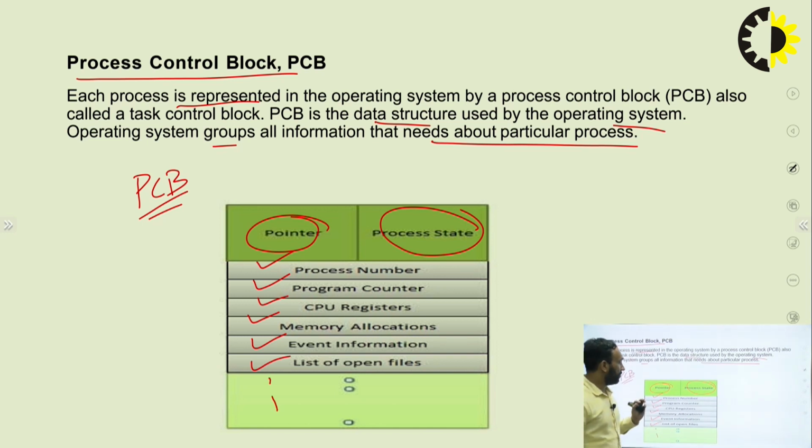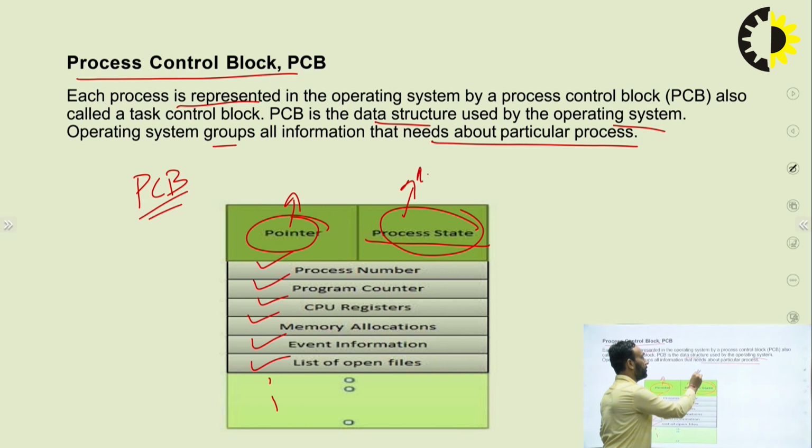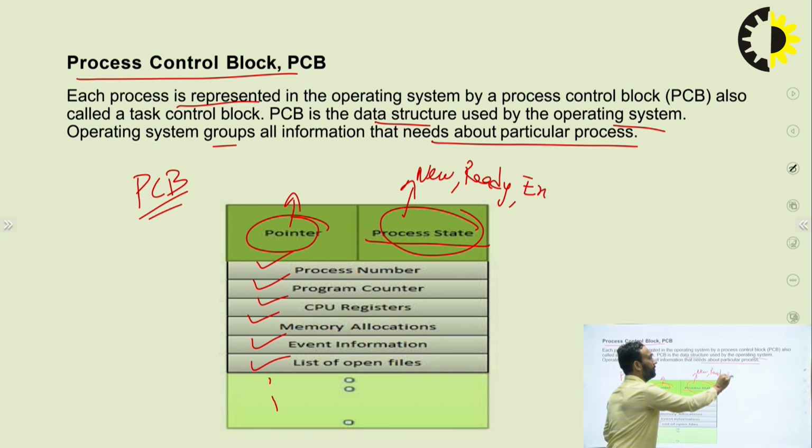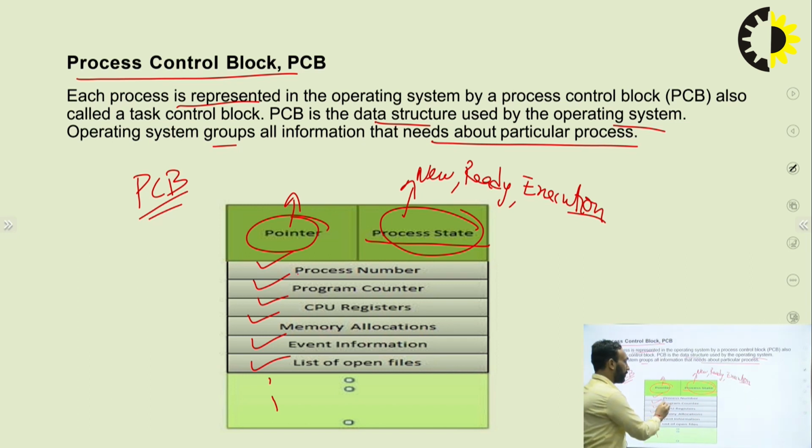So, if we talk about the pointer, the pointer keeps the information about the next process to be executed within a PCB block. Then the current state of the process, either it is new, ready, or in execution, whatever is the state of a given process. Process number, as we use in general P1, P2, P3, but in a system it is a unique number assigned to each and every process.